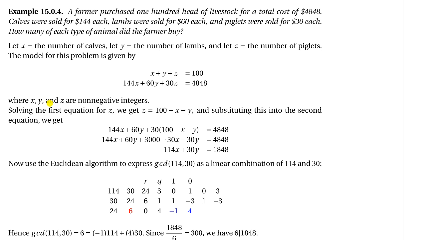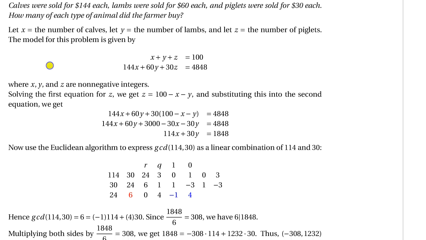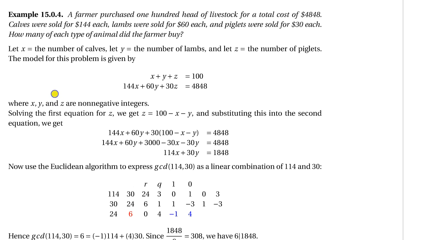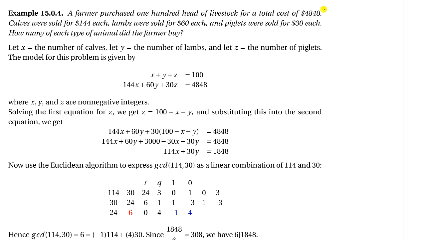So these are already given, so I don't want to spend time just to explain the whole thing. You can read it, but you can translate this word problem into some mathematical equation, right? So you need to assign some variables that we are looking for. Okay? How many of each type? So let's say X is the number of calves, Y is the number of lambs, and Z is the number of piglets, right?